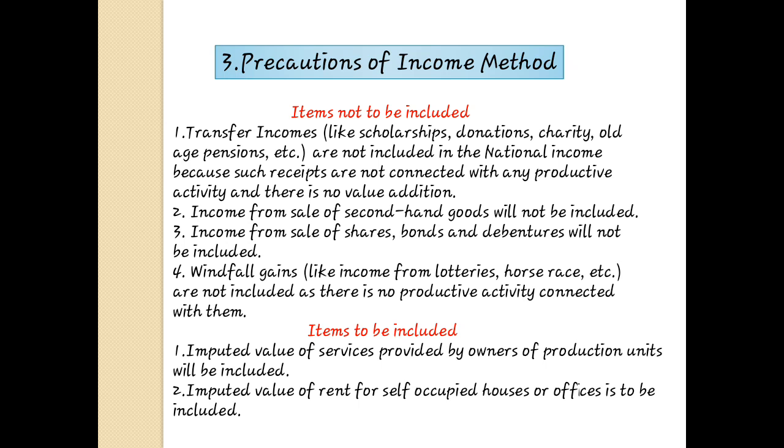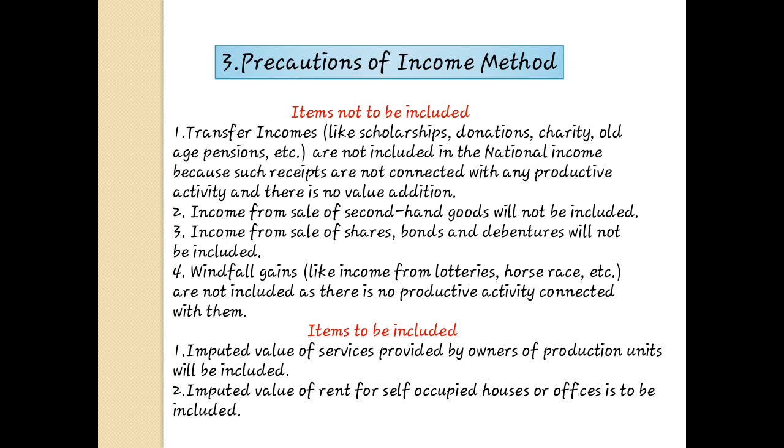Income from sale of second hand goods will not be included, for example, selling houses or cars. Income from sale of shares, bonds and debentures will not be included. Fourth one, windfall gains like income from lotteries, horse races etc. are not included as there is no productive activity connected with them. So these are all the items not to be included while we are calculating by the income method.